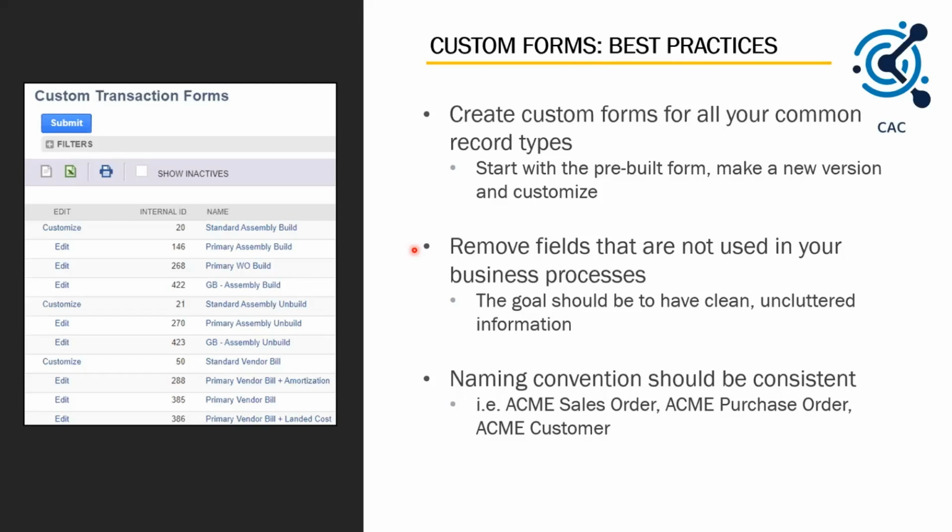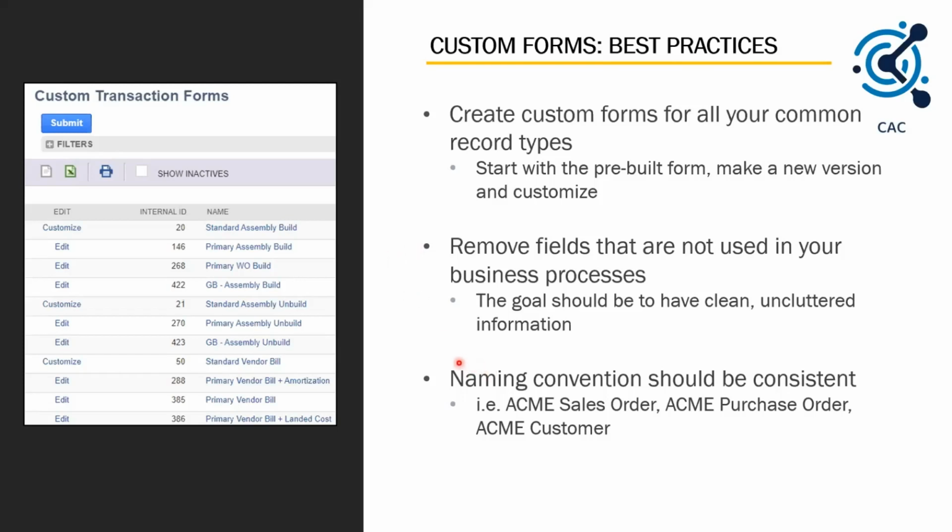And the more information you have on a screen, first of all, it's harder to find the information that you're looking for. And secondly, you may have pertinent information there that just gets overlooked all the time because there's just so much clutter on the screen that it's hard for people to see the important information. So remove the fields that are not used for your business processes. Ideally, this is done during your NetSuite implementation, but I have seen many times where these best practices are not followed by whoever's doing the implementation.